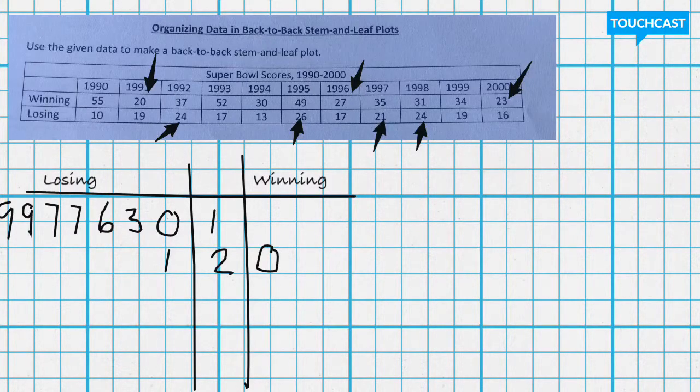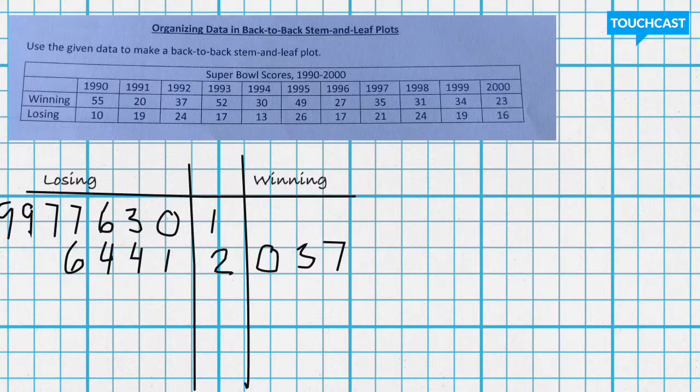Then we had 23, which was a winning score. We had two 24s, which were both losing scores, so we'll add those to our losing column. Then we also had a 26, which was a losing score, and a 27, which was a winning score. Now, we've wrapped up the scores that were in the 20s. Let's look at the 30s.